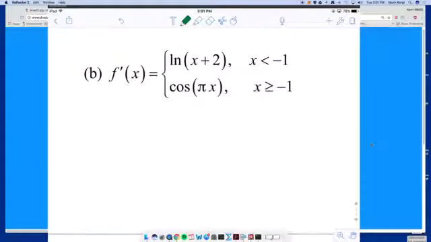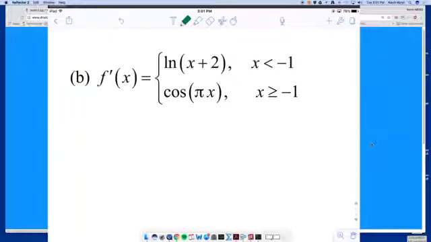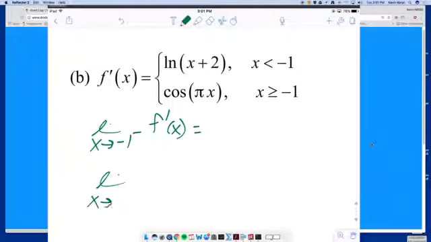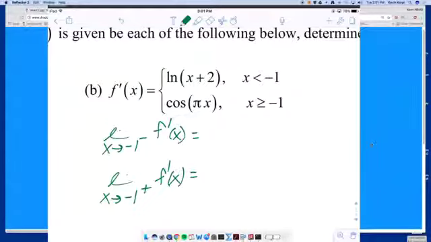Last one for the day and we'll be done. We know f is already continuous. We just got to check the slopes at -1. So the limit as x goes to -1 from the left of f prime of x, and the limit as x goes to -1 from the right-hand side of f prime of x. Go ahead and calculate those on your own. I'll give you 1 minute, and then we'll conclude the day's lesson.